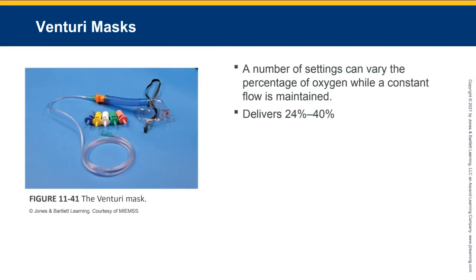Now the Venturi mask, based on its connectors, can give medium to high flow oxygen. It's not common in the pre-hospital setting because the nasal cannula can pretty much do the same thing. A number of settings can vary the percentage of oxygen while a constant flow is maintained. It delivers 24 to 40% oxygen.